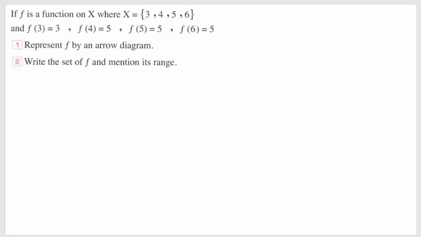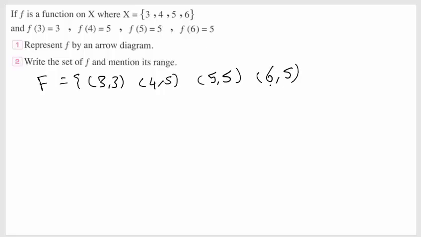Another example, he is telling me that f is the function of x equal 3, 4, 5, 6. Okay. f of 3 equals 3, f of 4 equals 5, f of 5 equals 5, f of 6 equals 5. Write the set of the function. I will write it: f of 3 equals 3, f of 4 equals 5, f of 5 equals 5, f of 6 equals 5. And mention its range. The range is the set of outcomes 3, 5, 5, 5. So I count it in 5, it will be 3, 5.